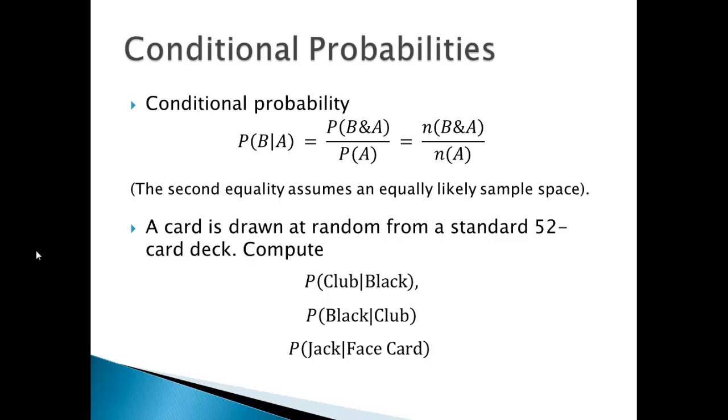In that case, we would say that the probability of B given A is the number of outcomes in B and A divided by the number of outcomes in A. Let me just remind you that B and A means intersection of two sets in the mathematical sense. Let's compute some conditional probabilities just to make sure that we understand these basic ideas.